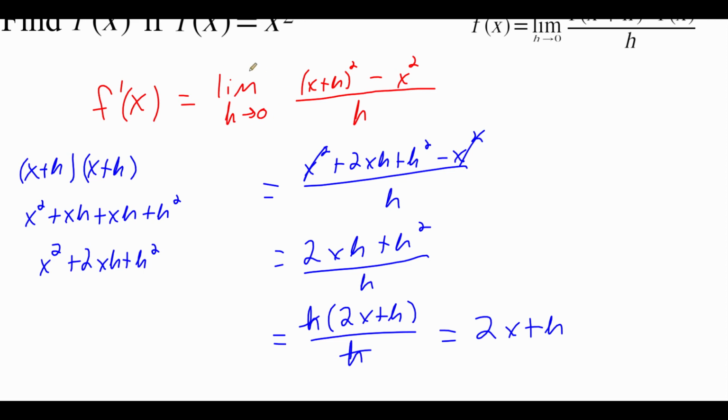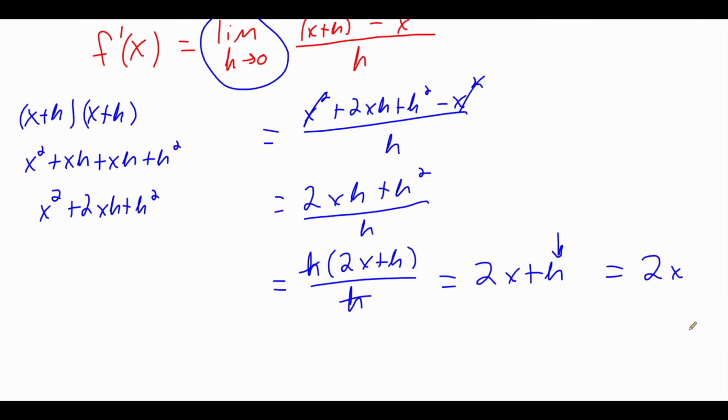But again, we're looking at this limit as h is approaching 0. So I'm going to be able to plug in that 0 for my h right here, and 2x plus 0 just gives me 2x. So we can say that f prime of x is equal to 2x for the function f of x equals x squared. And again, you have to be very careful with your algebraic steps along the way. Like I said, it's not usually the calculus that gets people in trouble. It's all the algebra that follows.